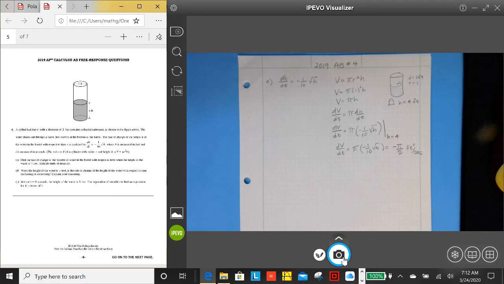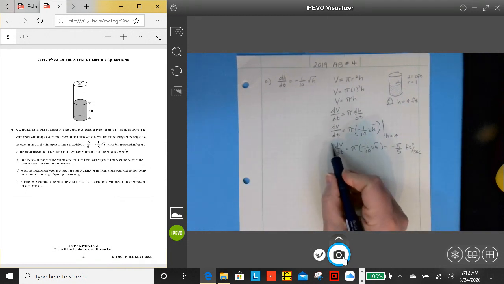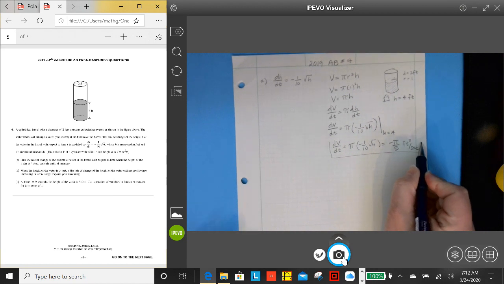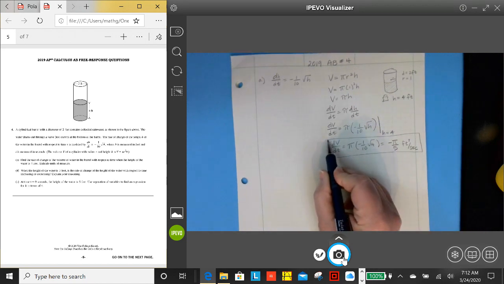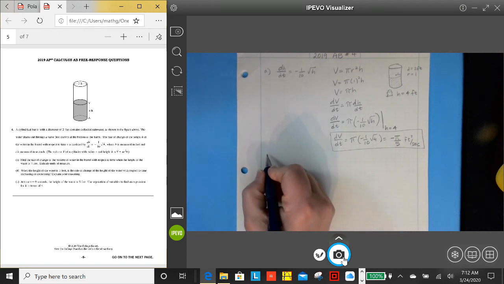And it's not asking how fast, which would be speed, which means we don't need the negative, but we do need the negative here. So our answer is dV/dt is going to be negative pi over 5 cubic feet per second. Okay, we've indicated the rate of change in the units of measure. So there we go. That gives us 2 points. Yay. All right, part B.